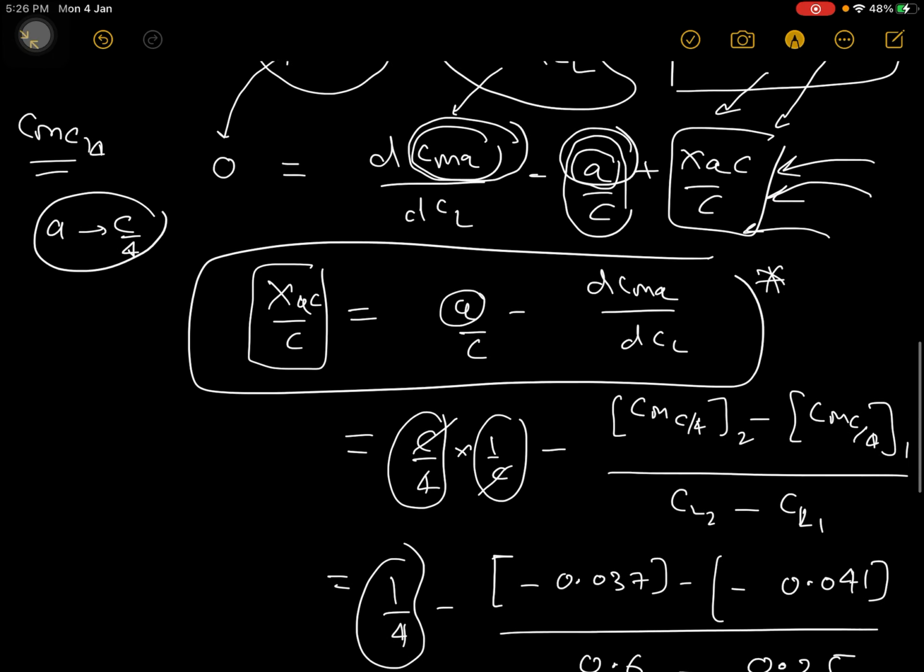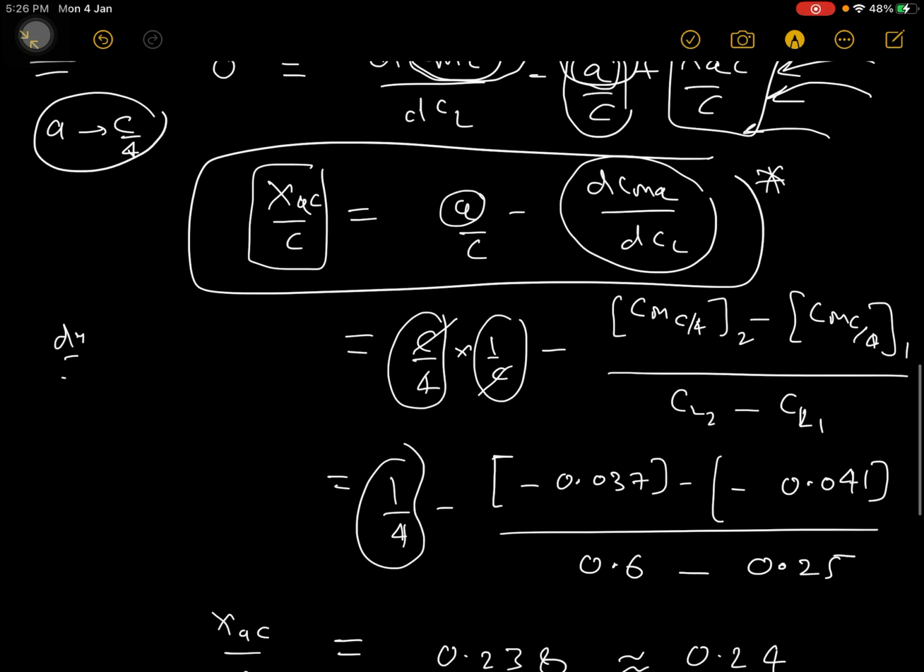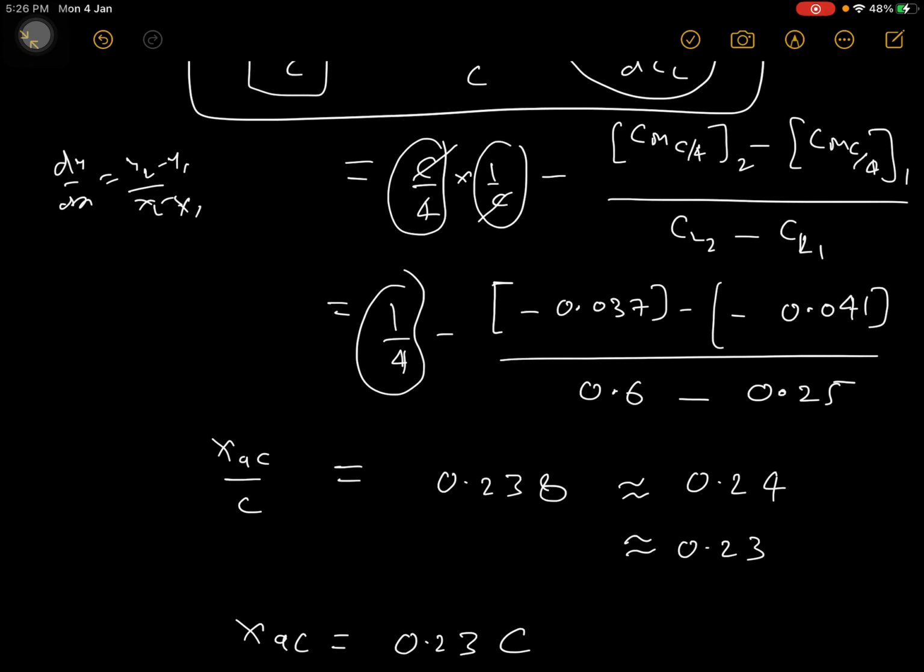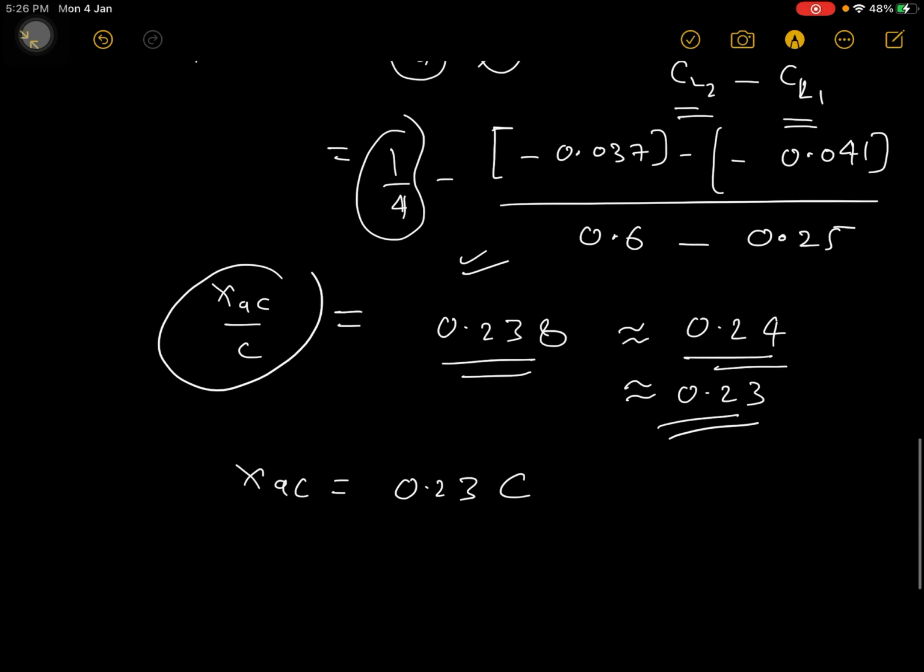And now you can see that this is a kind of slope form. It's like dy by dx, which we can write as y2 minus y1 by x2 minus x1. In the same way we can write CM C by 4 2 minus CM C by 4 1, divided by CL2 minus CL1. Exactly the same data is given, so you substitute CM1, CM2 and CL2, CL1 here, and you will get this much equal to this much, that I can write as something like this or something like this, whatever, like a nearby answer you can tick. So this answer you can tick.